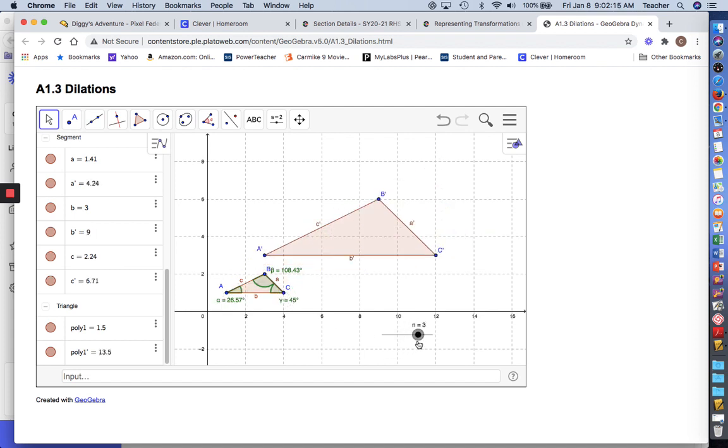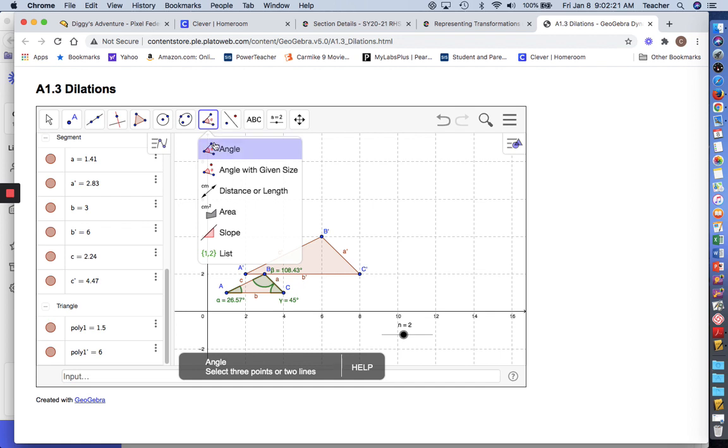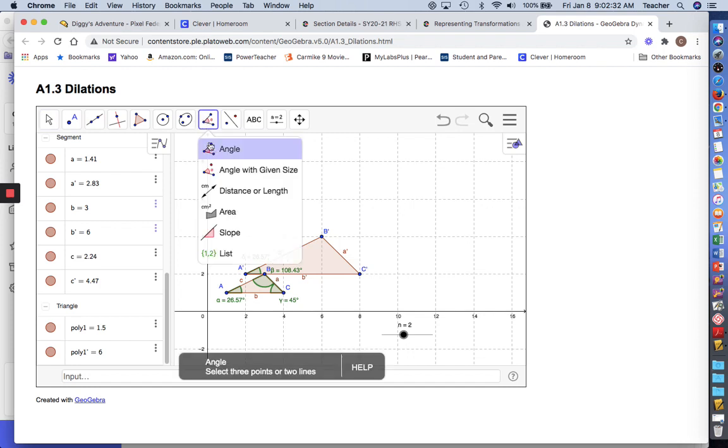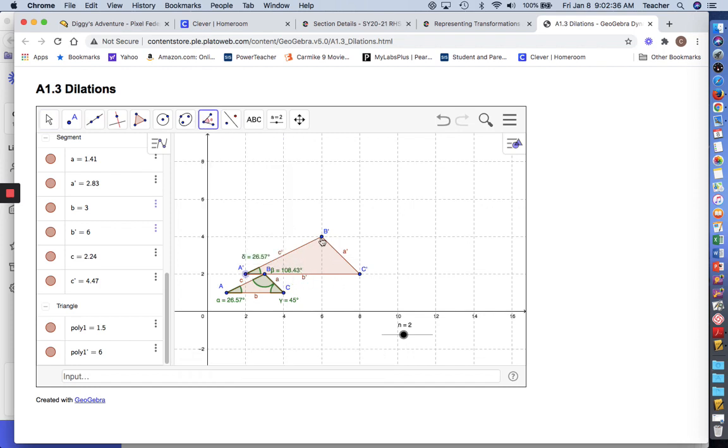All right. So let's do something easy. How about twice the size? You can't really see it very well, but I'm going to find the angle measures. So angle A is going to stay 26.57. And I can't see it, so I'm going to move it. 26.57. Boom. All right, so let's find angle B, which should be 108.43. Yeah, 108.43, and then C should be 45.